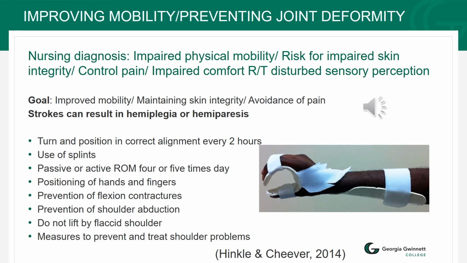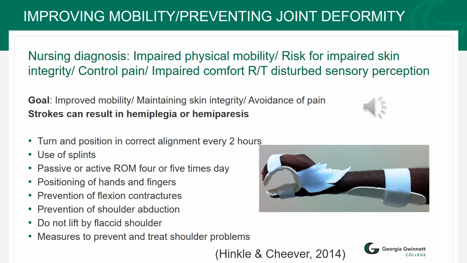One of the nursing interventions, or several nursing interventions you will be completing for patients with strokes, are in the area of improving mobility and preventing joint deformity. So if a patient has hemiplegia, which is that unilateral paralysis on one side of their body, or hemiparesis, which is the weakness on one side of their body, then they will need some assistive devices. They will need some help in improving their mobility and preventing joint deformity.